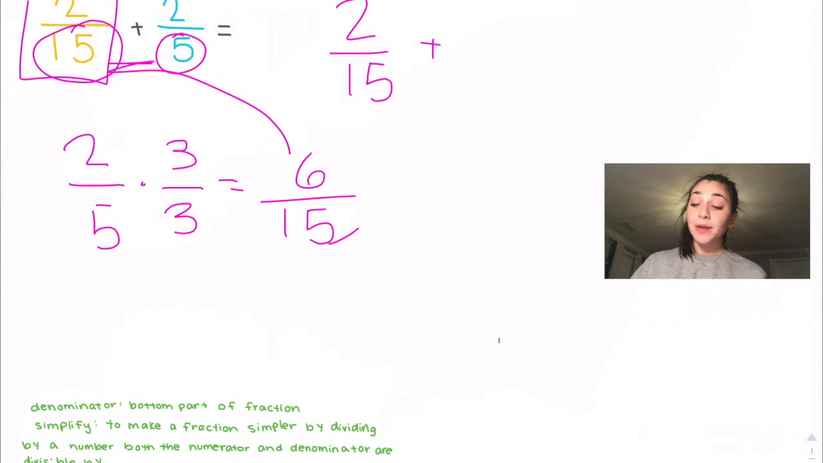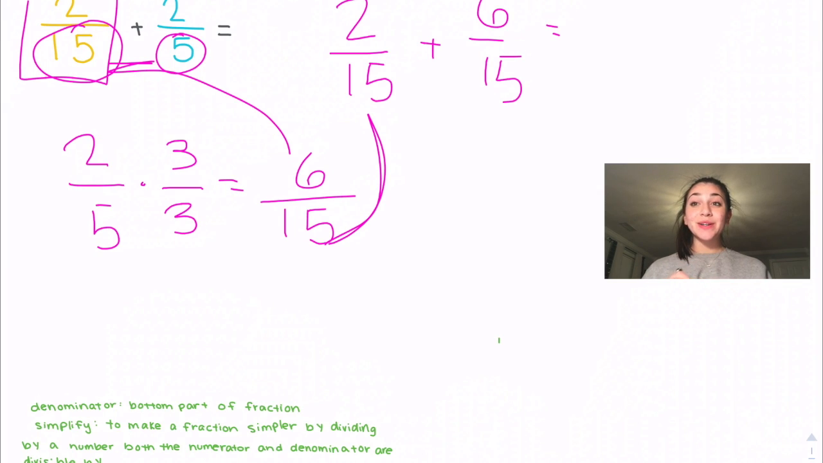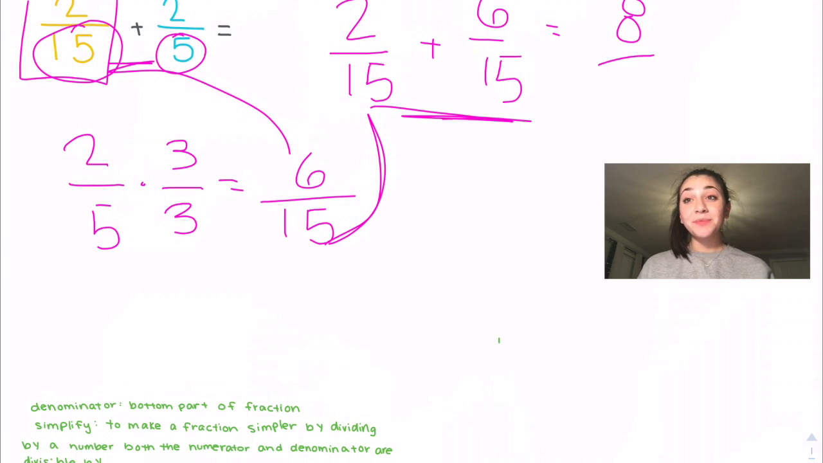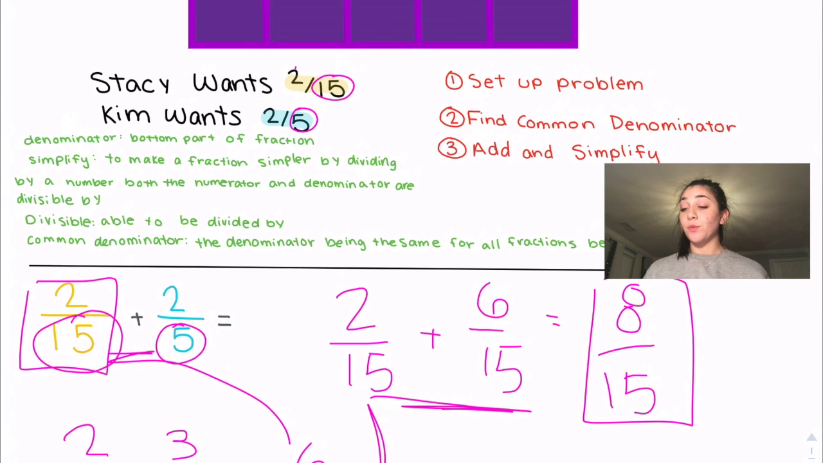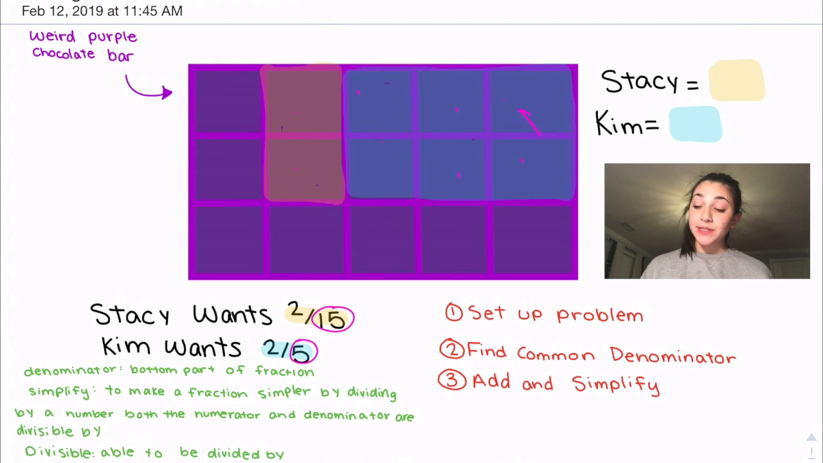Now that they have the same denominator, we can add them. And we just do the same thing as we would do with same denominator addition and subtraction. So 2 plus 6 is 8, and the denominator will stay 15 because that is the amount of pieces we have in our chocolate bar. And since these numbers are both not divisible by another common number, the answer is 8/15. So 8 out of the 15 pieces were eaten. And we can check that right here, and we see there are 1, 2, 3, 4, 5, 6, 7, 8 out of the 15 pieces eaten.